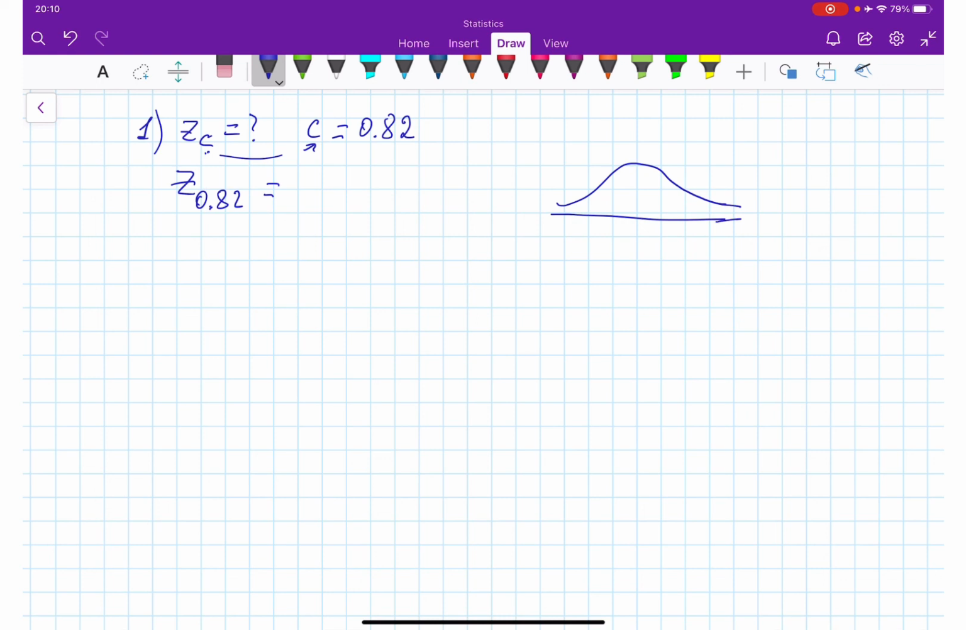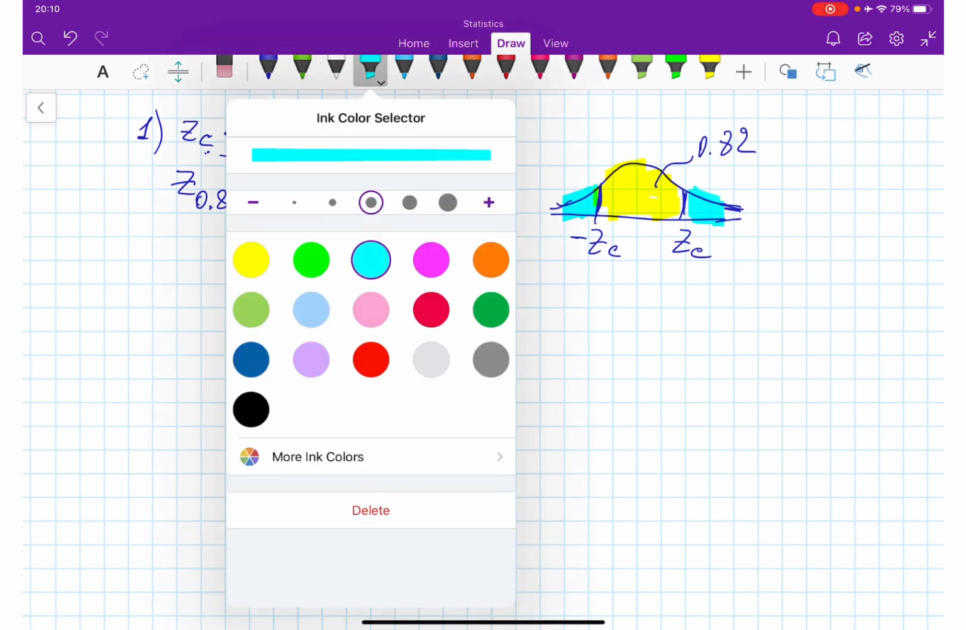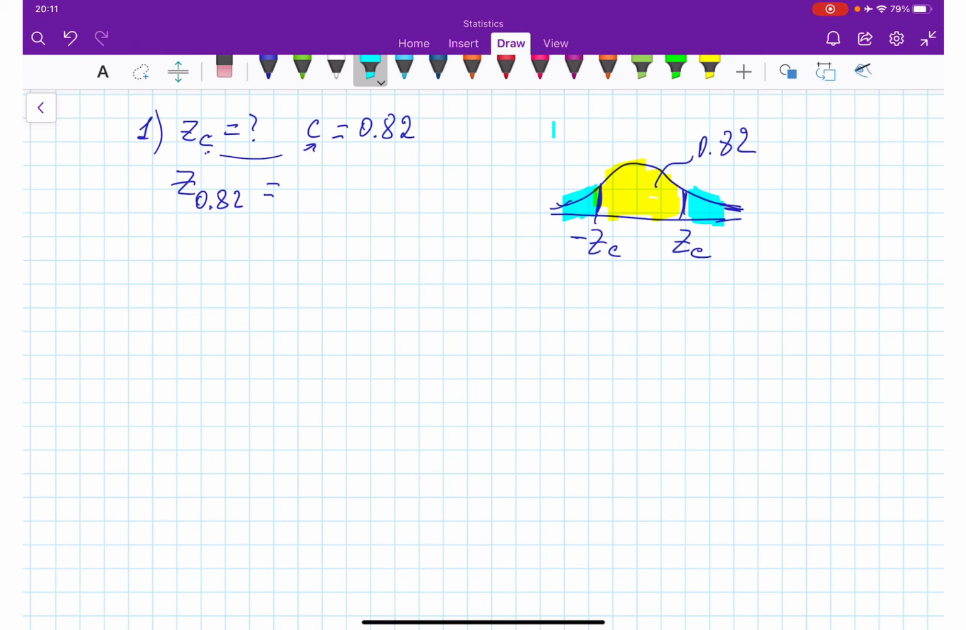So the C is a confidence level, which can be anything between 0 and 1. Here it is 0.82, or 82%. The z-criticals are the borders of this confidence level, negative z-critical and positive z-critical. Because the tails have identical area, the z-score is also going to be the same. So I can take the negative z-critical and flip the sign to get the positive z-critical.